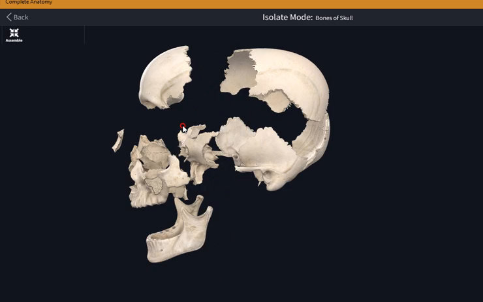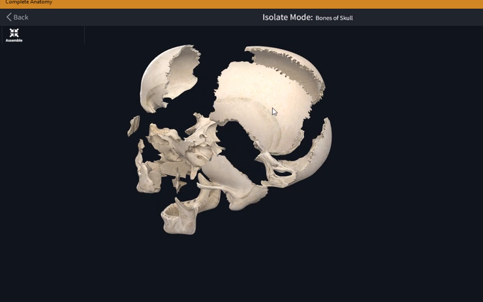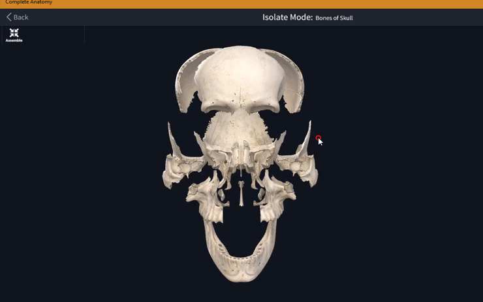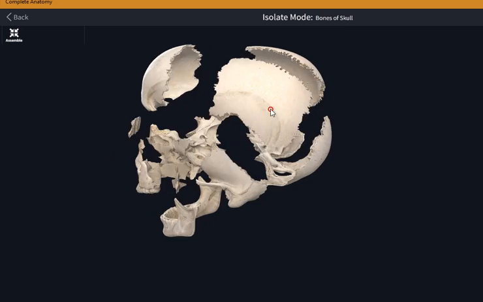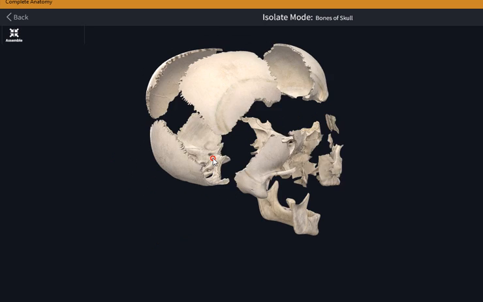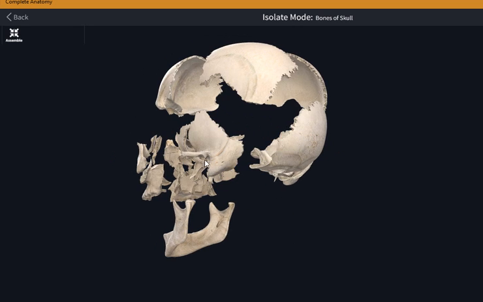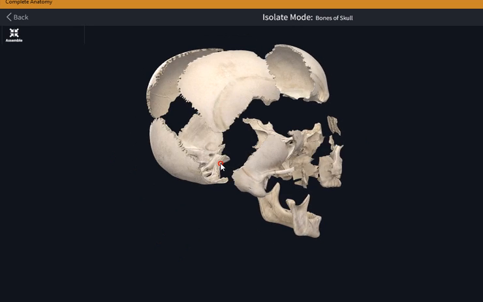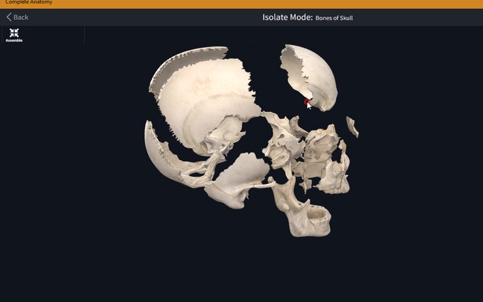So we have 14 facial bones and 8 cranial bones. Let's start listing them. The cranial bones consist of, number 1, the frontal bone. We have the 2 parietal bones, this parietal bone and this other parietal bone. We have the occipital bone, and the temporal bone on each side. These are the different bones involved in the formation of the cranium. We also have the sphenoid bone here.